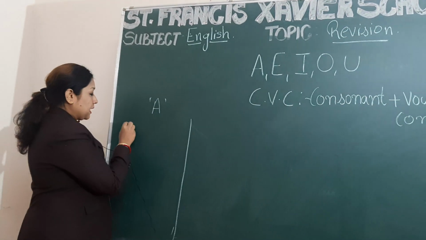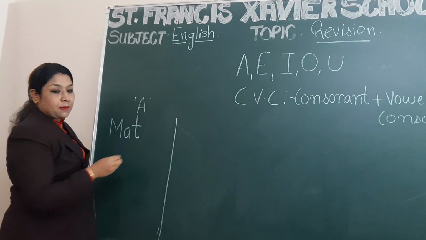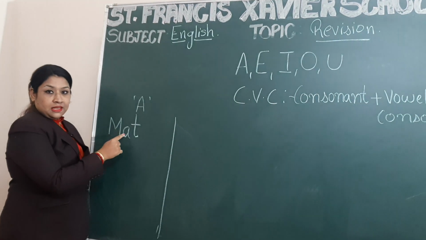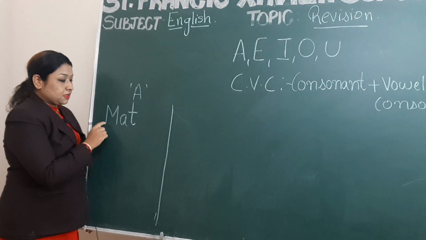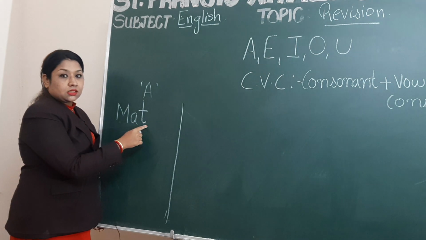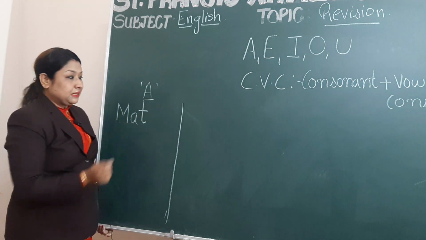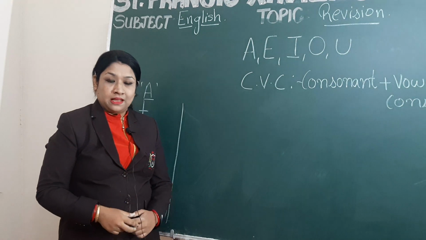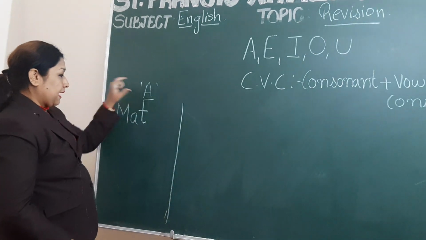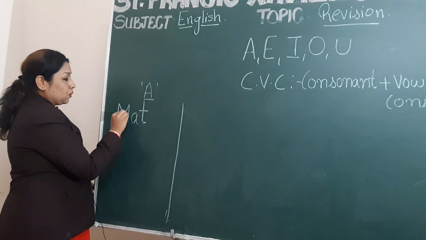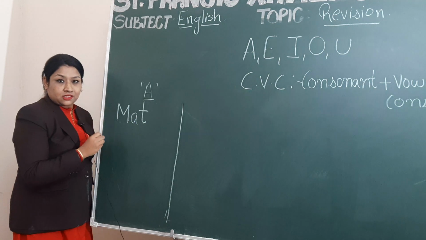The first word is mat. M A T, mat. The phonic sound of this is m a t, mat. One thing I want to tell you: the A has its own sound, a, a, apple, and the action is a, apple. If we want to do it with the phonic, we will say m a t, mat.